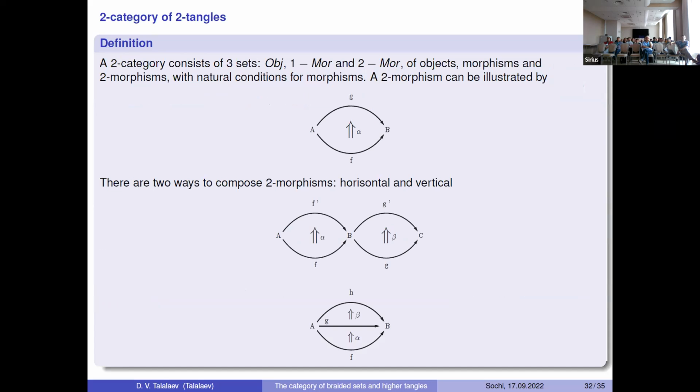The next step is the 2-category of 2-tangles. And the 2-category is the following data. There is a set of objects, a set of morphisms, and a set of 2-morphisms. The relations between objects and morphisms are defined obviously, and the 2-morphism can be illustrated by a diagram like this. So it is some 2-arrow between 1-arrows, and there are two ways to compose these arrows, a horizontal and a vertical one.